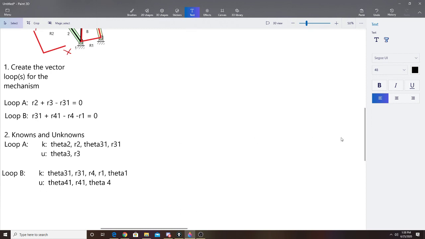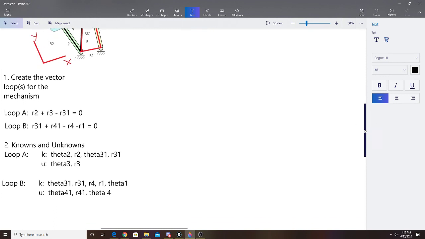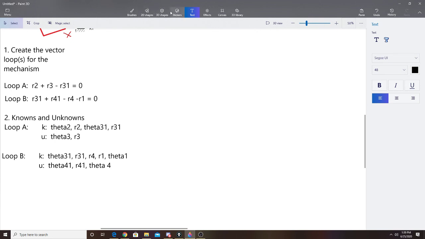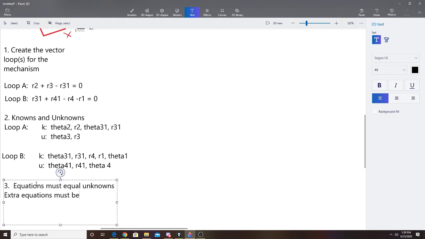So now, the third step in our grand design is that we have to get the proper equations and unknowns, right? Does that make sense? The proper equations and unknowns. So, let's do another text box. We need to have, for step 3, equations must equal unknowns. So that means extra equations must be found.